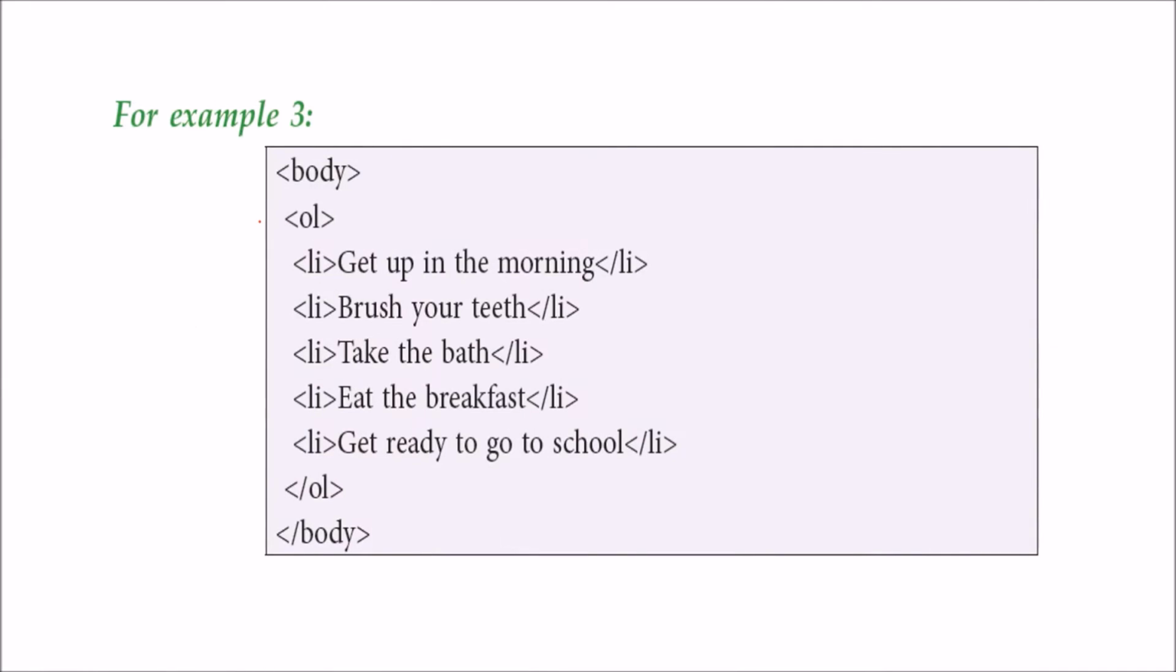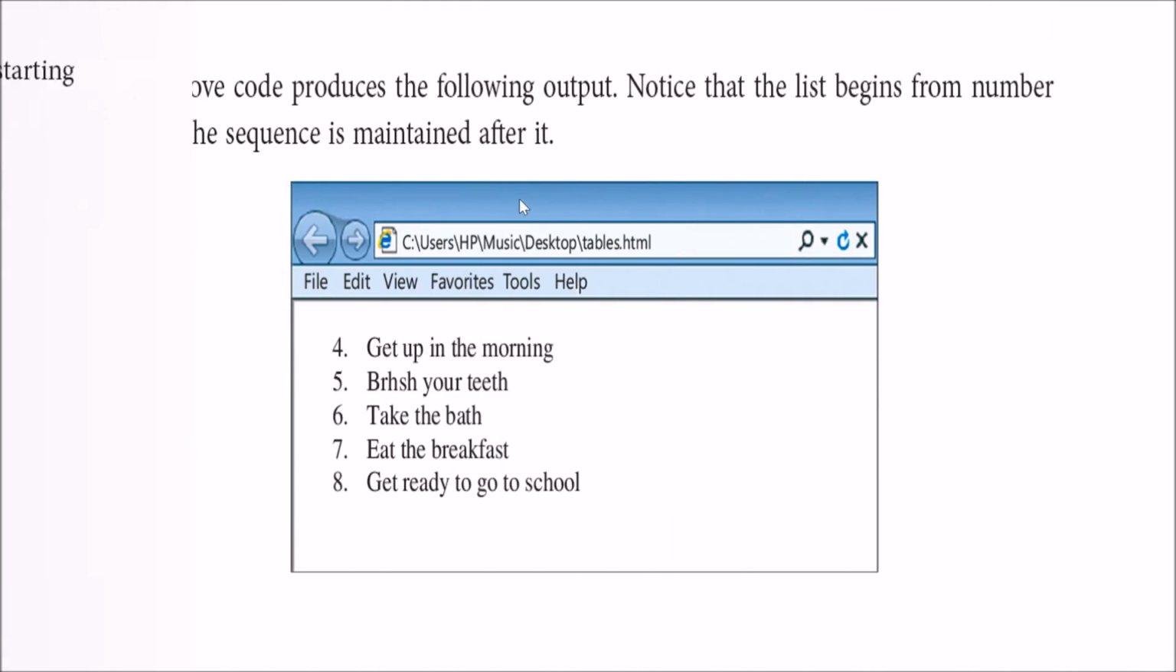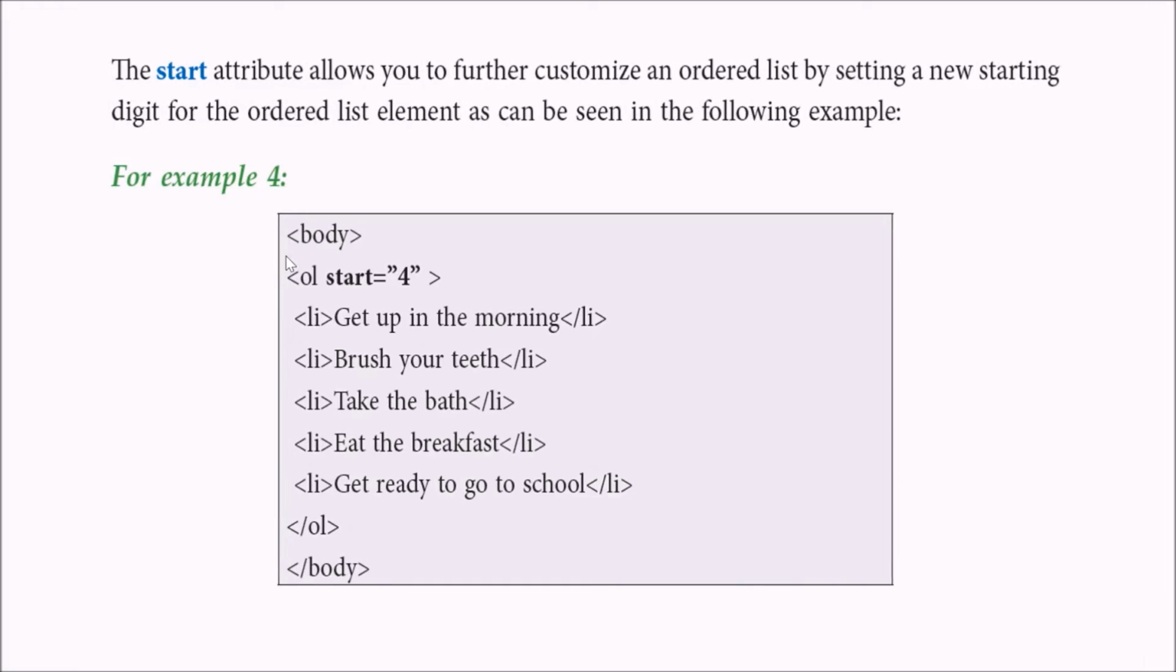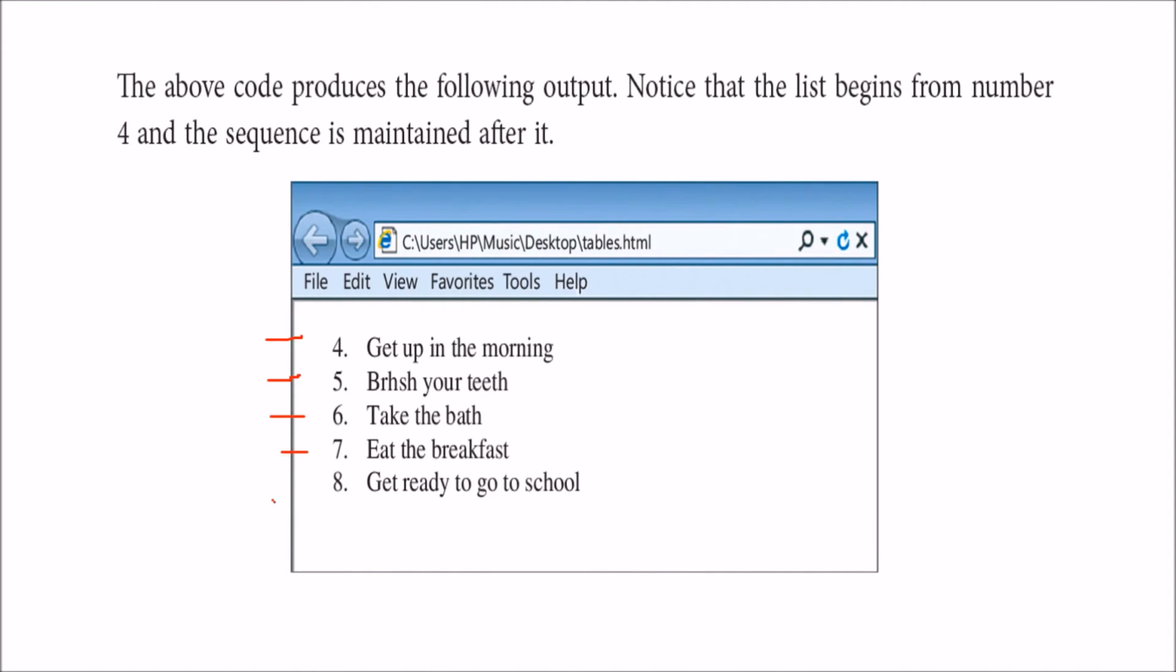So this is an example. You have a body, you have started an ordered list and ended with an ordered list. Every LI is ended with /LI, and this content is going to be shown. The result would be something like this. By default 1, 2, 3, 4, 5 will be shown. If you want to start your list with 4, not with 1, just put start equal to 4 in the OL tag. This is the attribute start equal to 4. Now it is 4, 5, 6, 7, 8 like this.